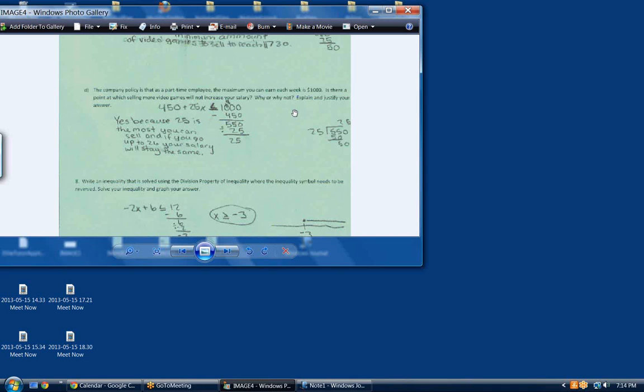So for that one, it says the maximum you can earn is 1,500. So what's your final 47 games? So 47 x is less than or equal to what? Yeah, x is less than or equal to 47.5.